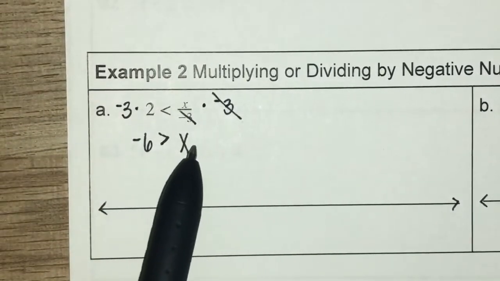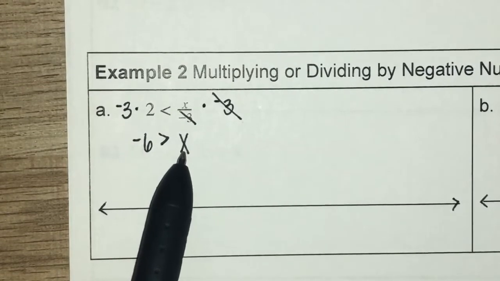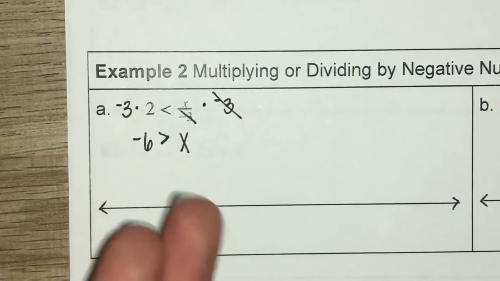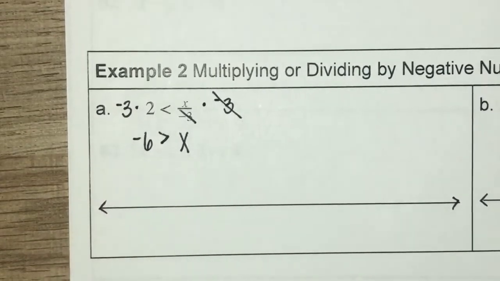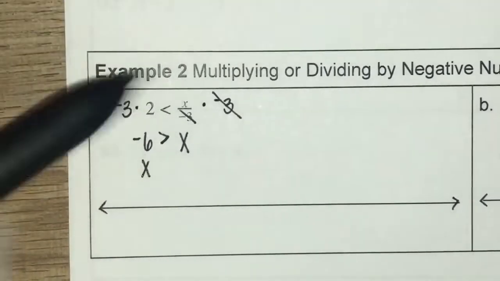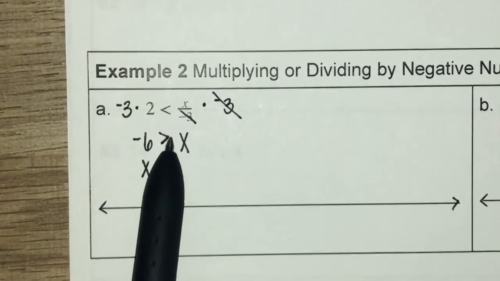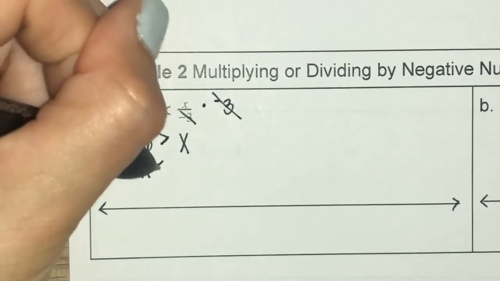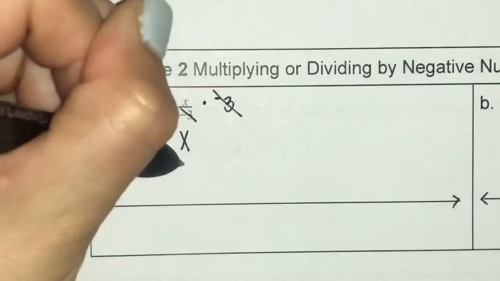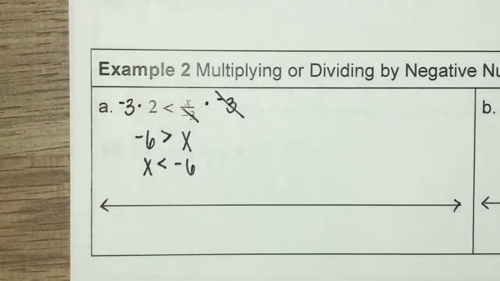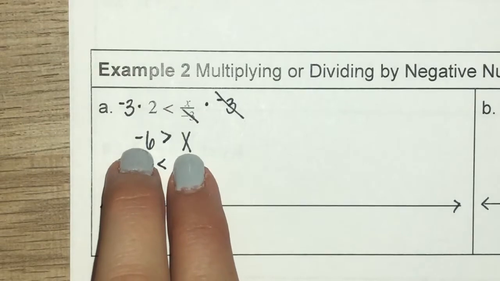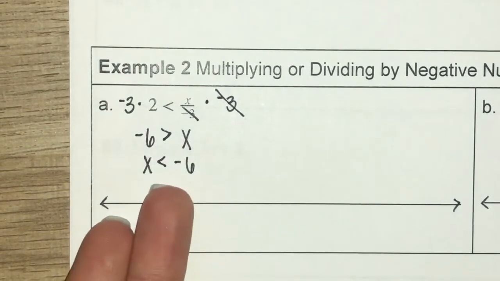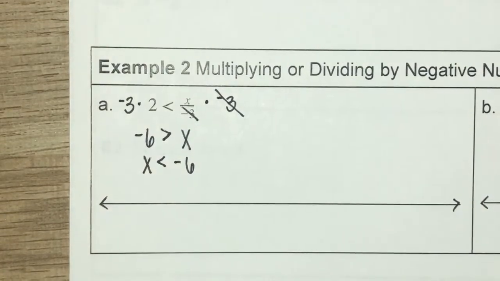But now we have an inequality where the variable's on the right side, and I want the variable to be on the left side. So I'm going to take this inequality and I'm just going to flip it over. So the x will go on the left, and I just have to make sure that my inequality symbol stays pointing at the same thing. So it was originally pointing at the x. I'm going to keep it pointing at the x. And then negative 6. So you're basically just taking negative 6 is greater than x and flipping it over to say x is less than negative 6, which is the same thing.